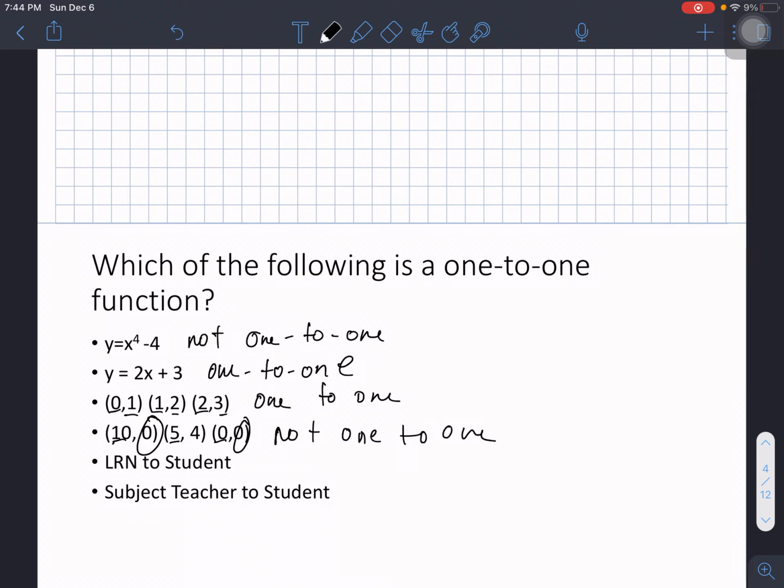LRN, or learner's reference number. For every student, there is a unique value of LRN. So this is one-to-one. And subject teacher to student. The subject teacher might teach multiple sets of students, multiple class sections, and the students might likewise have multiple subject teachers. So this is not one-to-one.